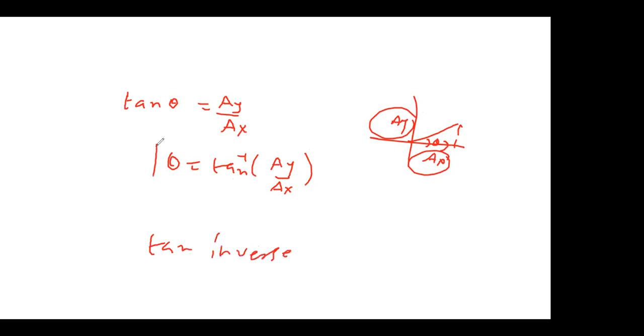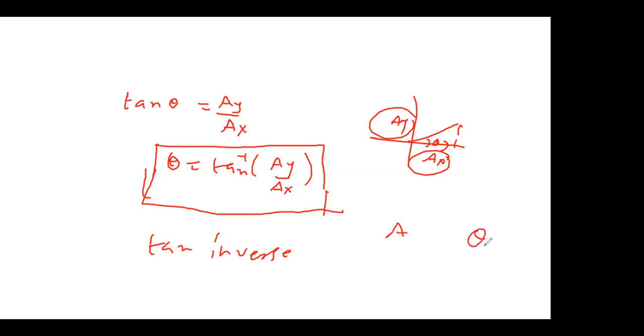So you can get magnitude by using the formula root of ax square plus ay square, and direction by using tan theta is ay upon ax. So this completes our composition of two vectors part. That means you got magnitude of A, you got direction of that.